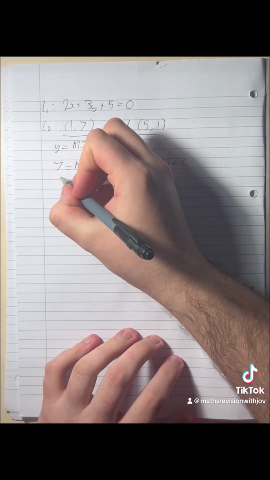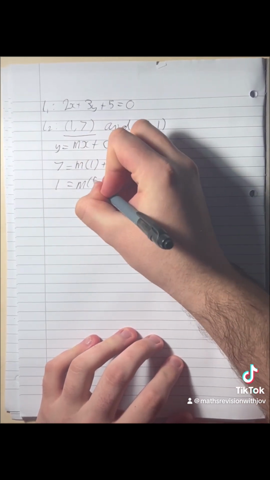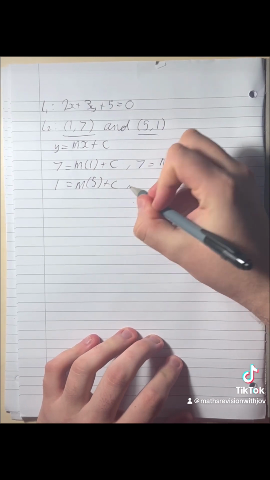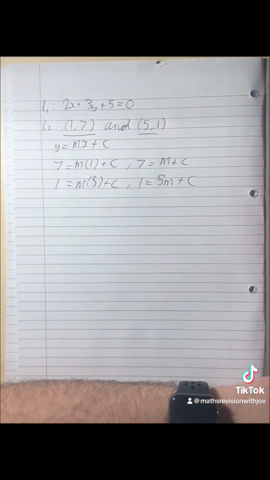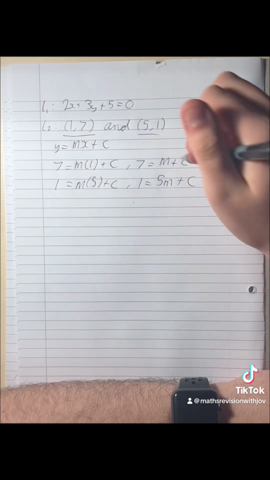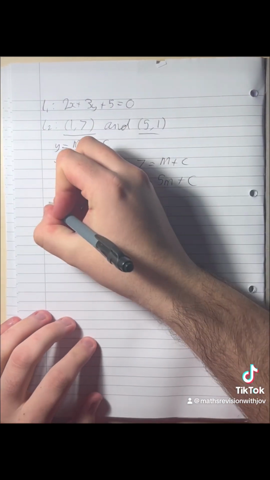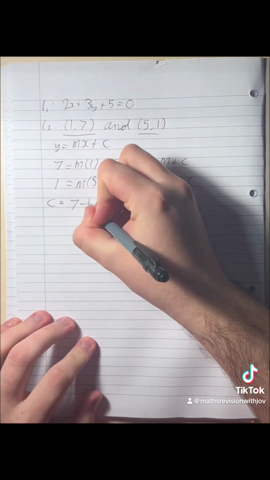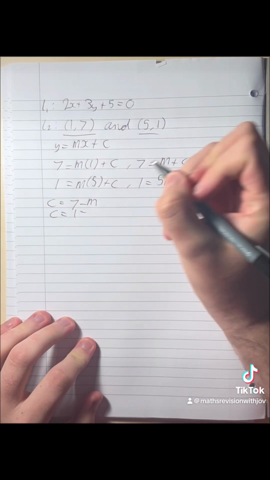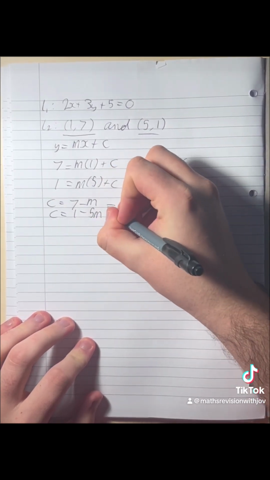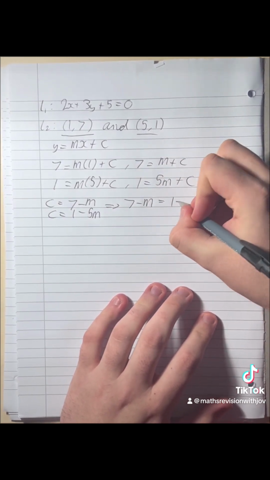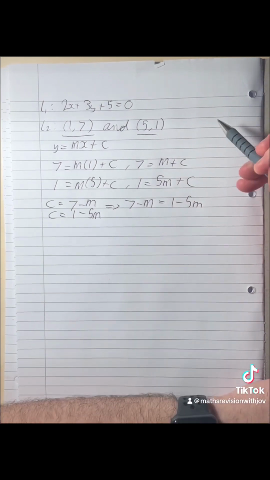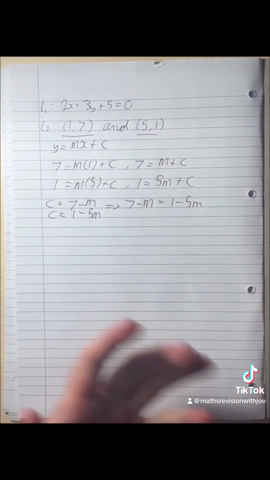And for the other one, 1 equals m times 5 plus c, which is just the same as saying 1 equals 5m plus c. We can actually go ahead and solve this as simultaneous equations. So we can solve for c in both cases. So you get c equals 7 minus m and c equals 1 minus 5m. Then we get this equation, 7 minus m is equal to 1 minus 5m. And that's because we've got both of these as equal to c, so they must be equal to each other.